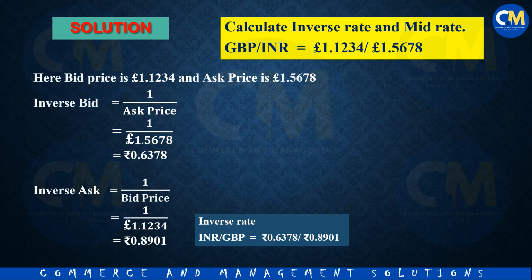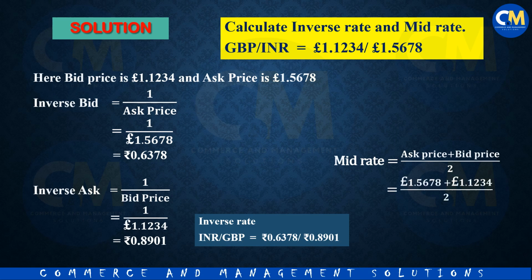Mid rate can be calculated by using the equation ask rate plus bid rate divided by 2. So ask price is given 1.5678, bid price is given 1.1234. Apply into the equation, that is 1.5678 pound plus 1.1234 pound divided by 2. So that is equal to 1.3456 pounds. So mid rate, means average, is equal to 1.3456 pounds.